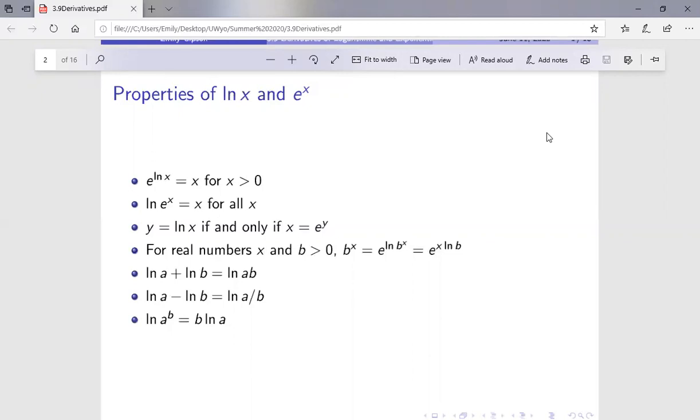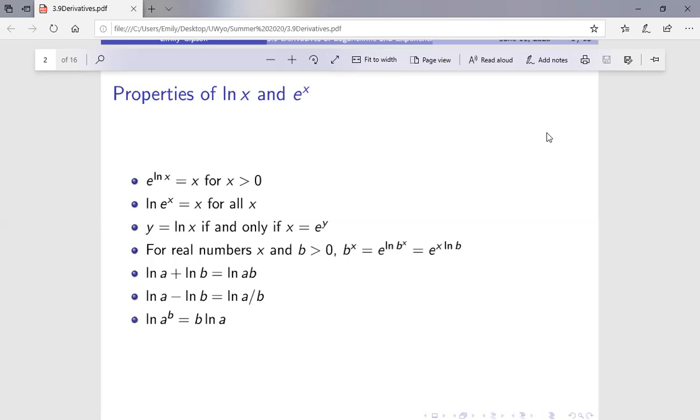Next, we've got for real numbers x and b greater than 0, b to the power of x is the same as e to the natural log of b to the x, which is the same as e to the x times the natural log of b. And how are we able to do that? Well, you'll see in the next 3 bullet points, we've got some properties of the natural log function.